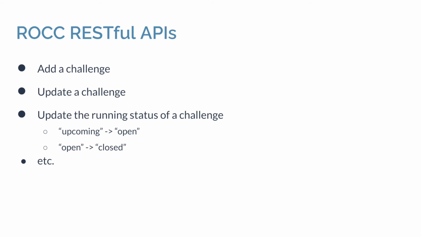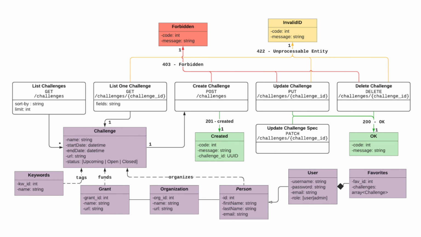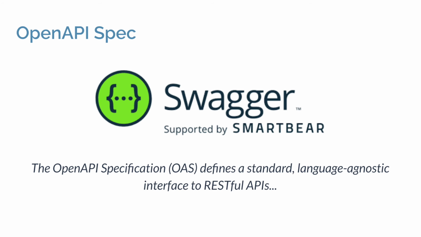We are also planning on creating some APIs to make it so challenge organizers can easily post and edit information about their challenges as well, such as adding a challenge, updating the running status of a challenge, like from upcoming to open or from open to close, and more. Here is a UML diagram of the models, paths, and operations we had based our first version of the API development on. And because we are all about standardization, we use OpenAPI Spec from Swagger for the development of the APIs. If you would like to see our code, it is available on our GitHub, sagebionetworks/challenge-schemas.